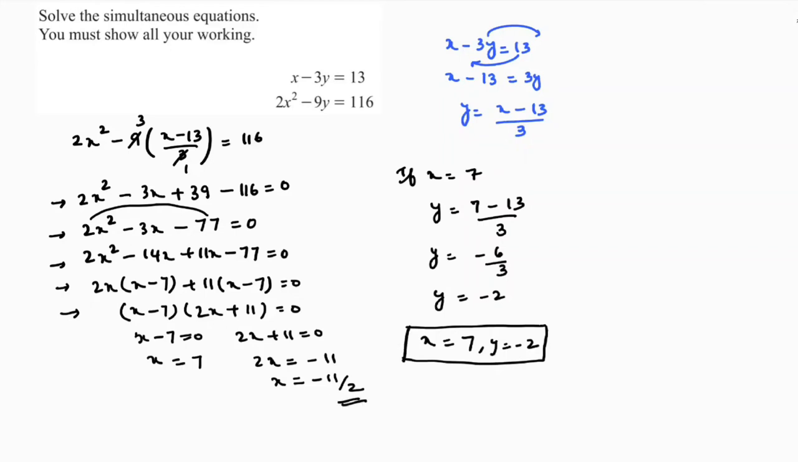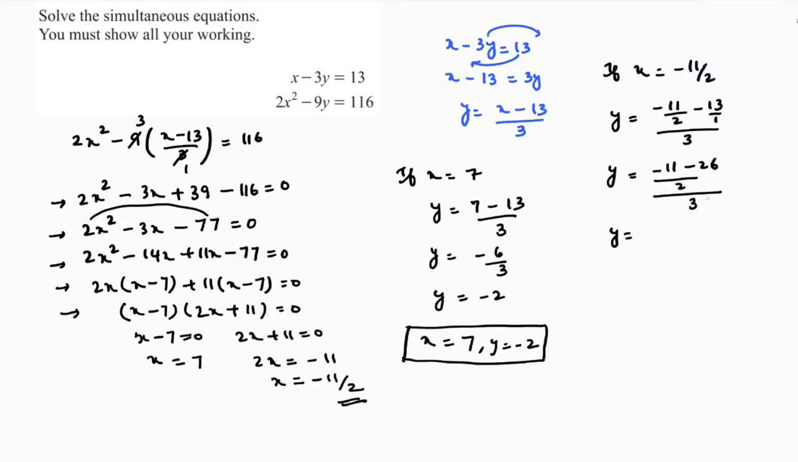We need to solve for minus 11 by 2 also. Now, if x value is minus 11 upon 2, in that case, y is minus 11 by 2 minus 13, all by 3. If we take LCM in the numerator, 2 minus 11 minus 2 into 13 is 26. So y equals, this 3 you can write as 3 by 1, minus 11 minus 26, it's minus 37 by 2 into 1 by 3. Now, y equals minus 37 by 6. So, if x is minus 11 by 2, y value is minus 37 by 6. So, in this way, we need to simplify. Like here, two values we get for x and two for y.